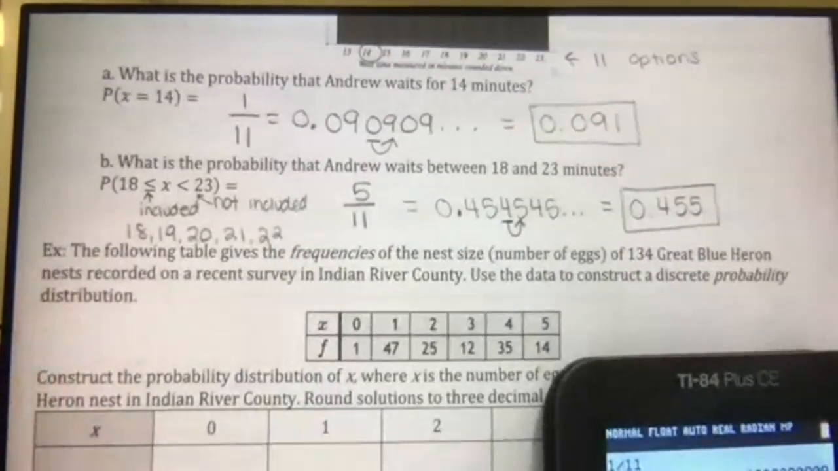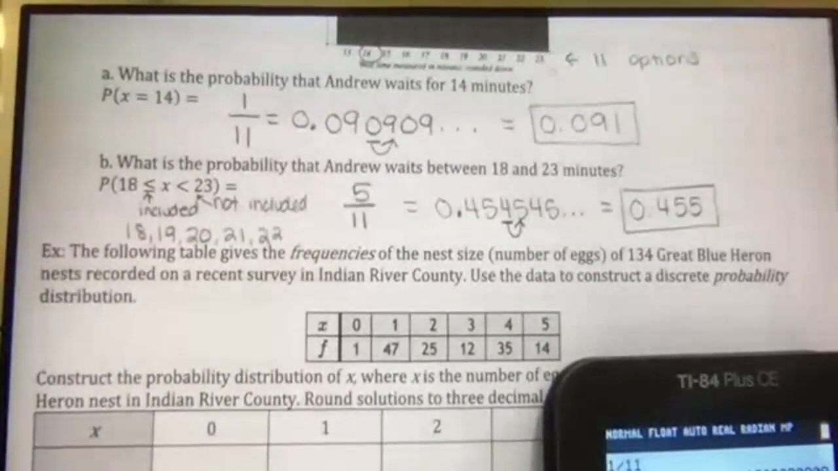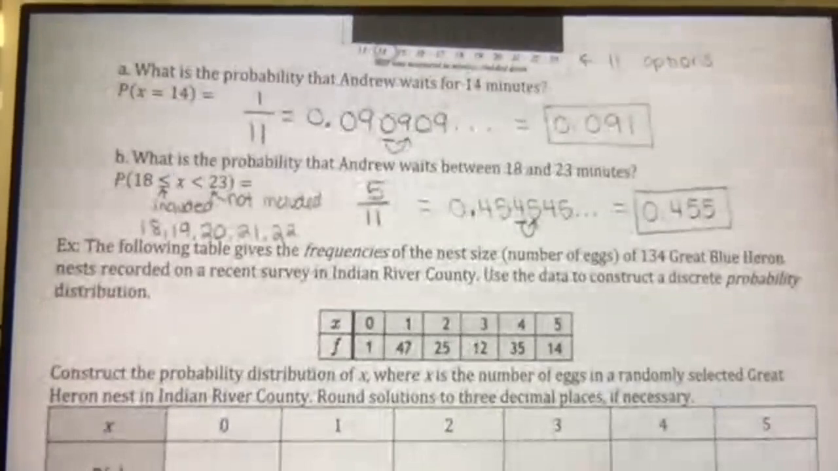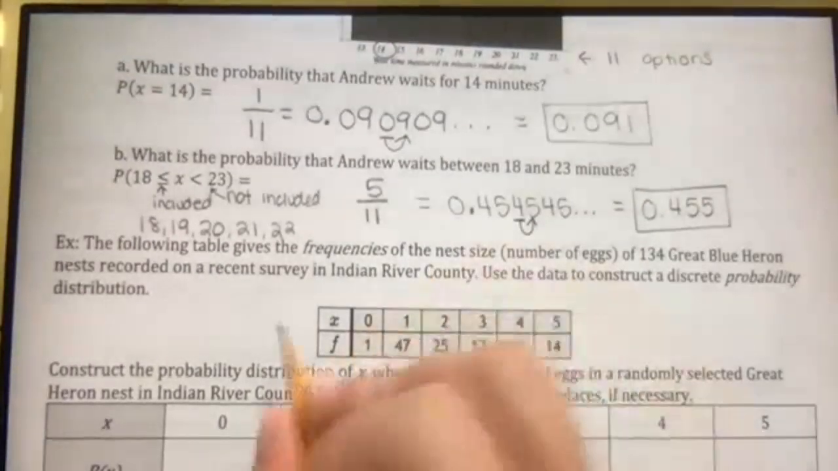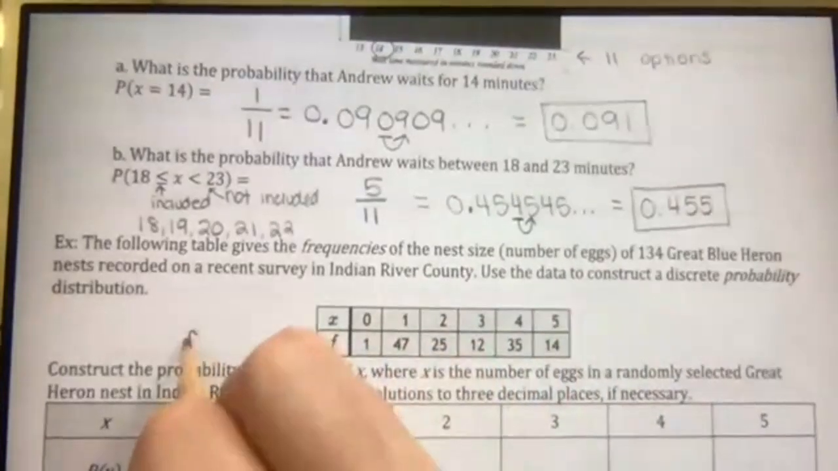All right, fine. The following table gives the frequencies of the nest size, which is the number of eggs of 134 great blue heron nests recorded on a recent survey in Indian River County. Use the data to construct a discrete probability distribution. So it gives us the data, it asks us to find the probabilities, which is fine, we can do it. So this is the number of eggs and the frequencies. Remember, F means the frequency.